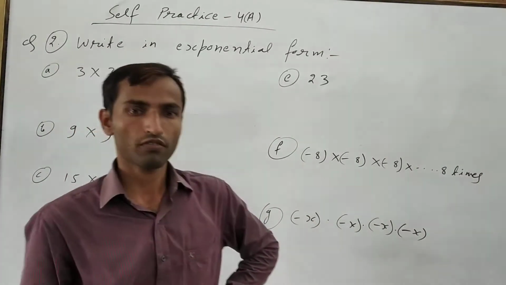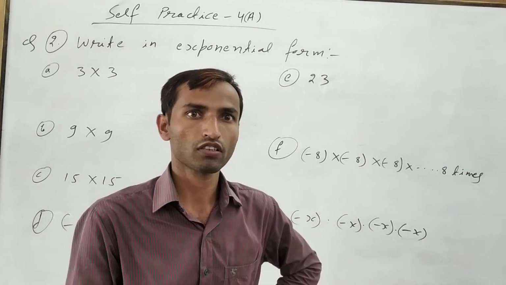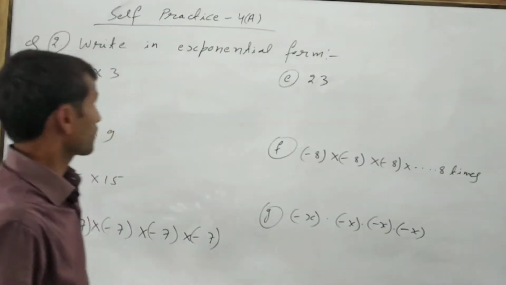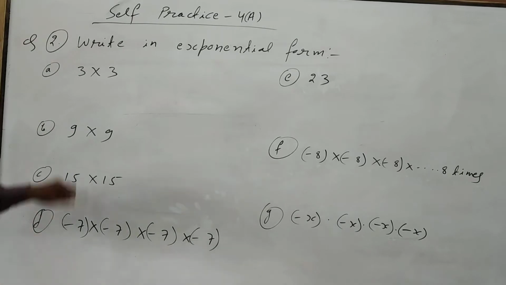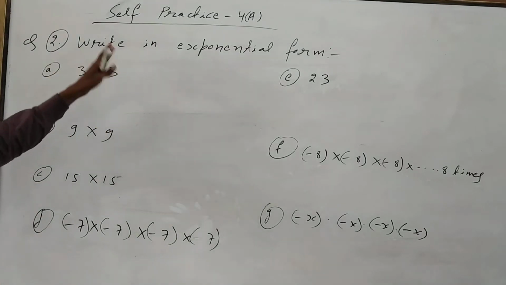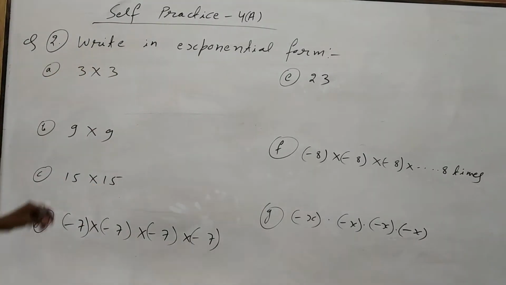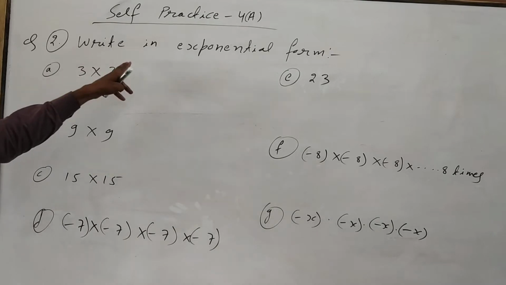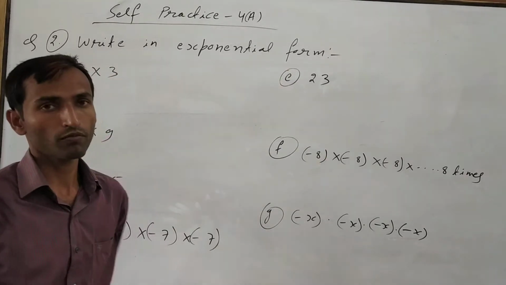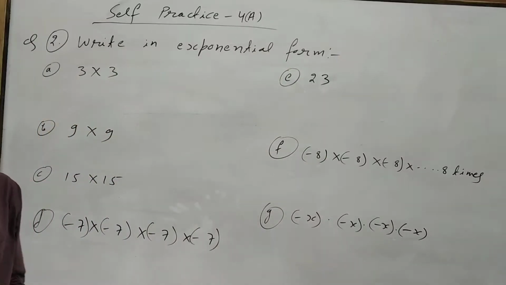Last class we explained question number 1. Now I want to explain question number 2 in the same way, how to do Self Practice 4a. In this question, it asks us to write the exponential form, which means we have to write it in power form.